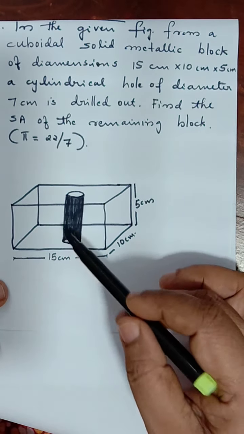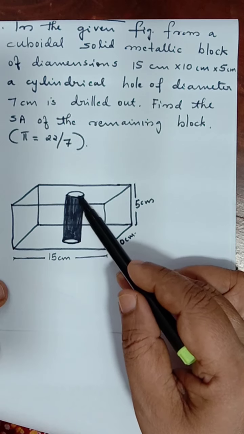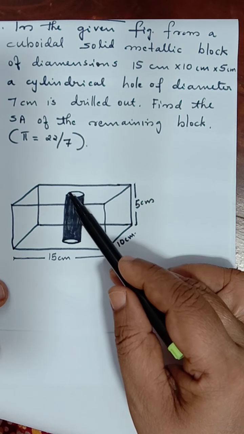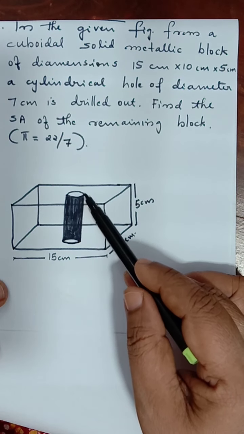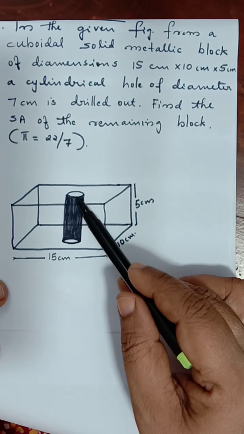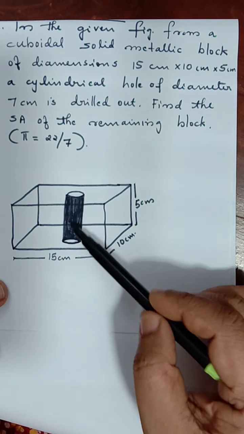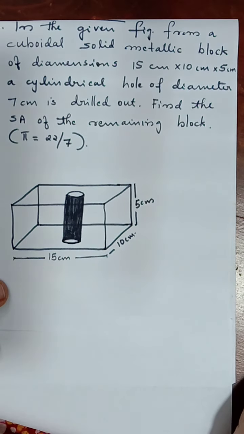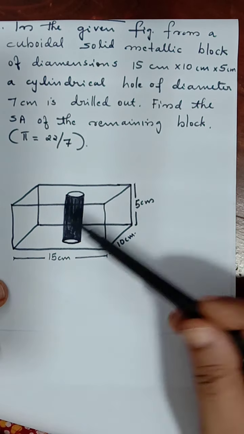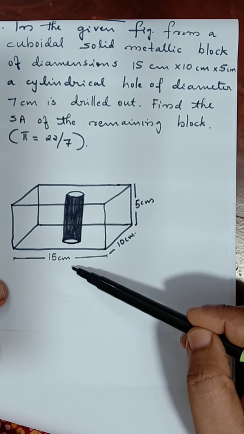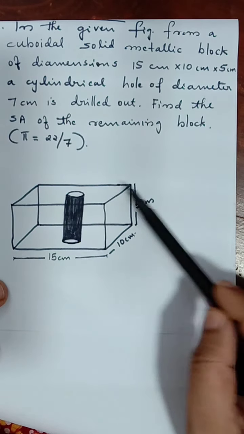A cylindrical hole of diameter, this cylinder's top portion we can consider as a circle. Its diameter is 7 cm. And this portion is made here. It is drilled out. Find the surface area of the remaining block. After removal of this portion, what is the total surface area? That is the question.